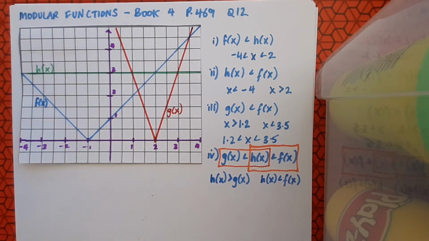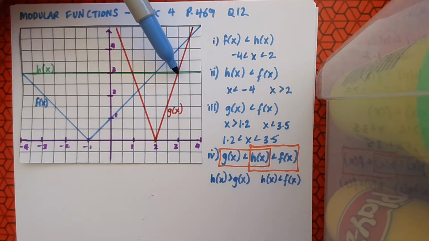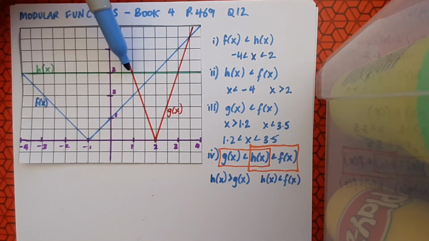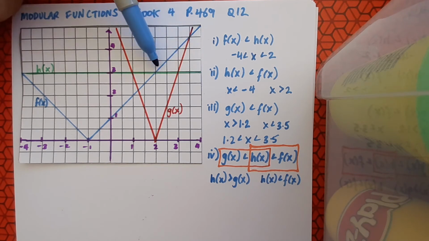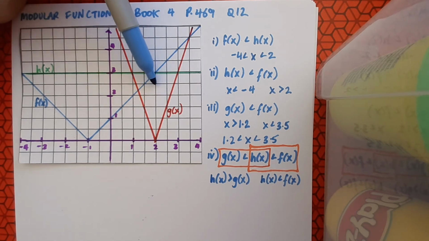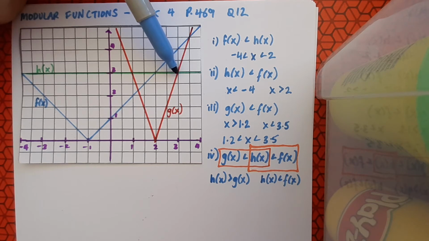So I can see that h of x is above g of x from this point to this point, but I also have the restriction that h of x has to be below f of x. So it has to be under the blue line. Well, for this portion, it's above the blue line, and for this portion, it's below the blue line. So I'm only really looking from this point over as far as this point. So let's just check the x values for those. So the x value for the first point of intersection is 2, and the x value for the second is 3.